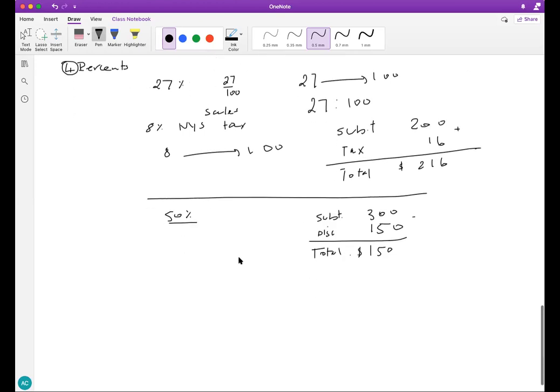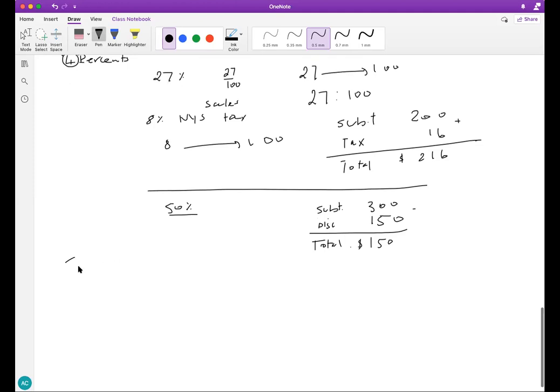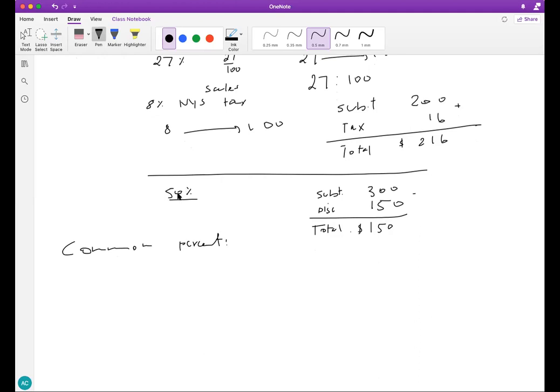Okay, so that's how percents work. So some common percents. Some of them are easy to understand. Others might not be as friendly. Let's start with the common ones. So what is again 50% of something? Is it half? Half, that's right.